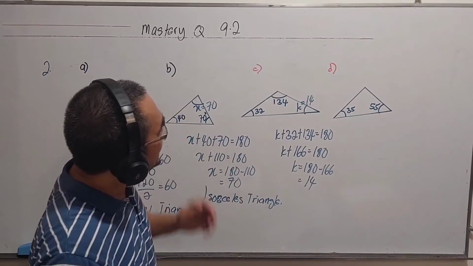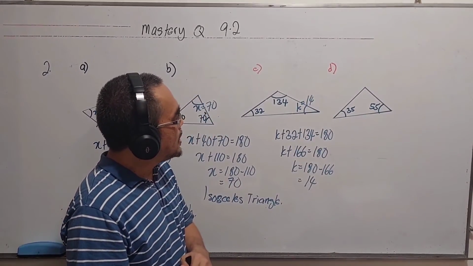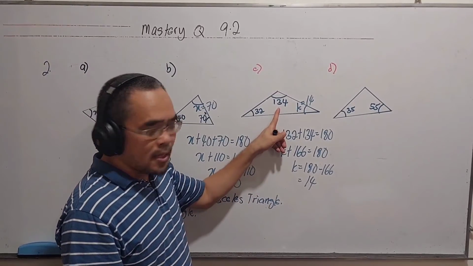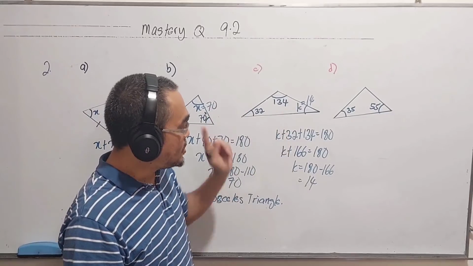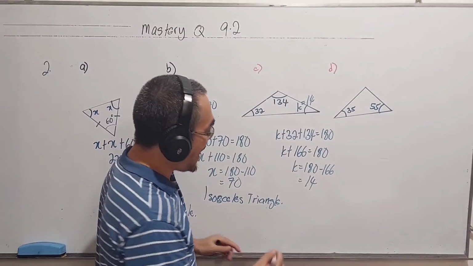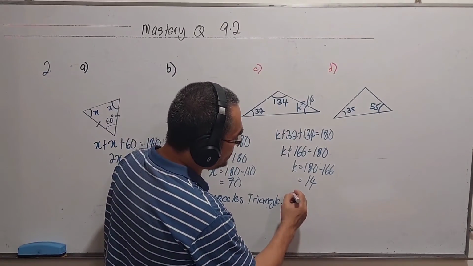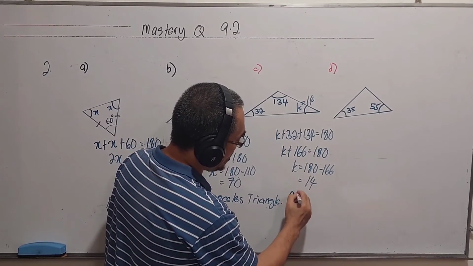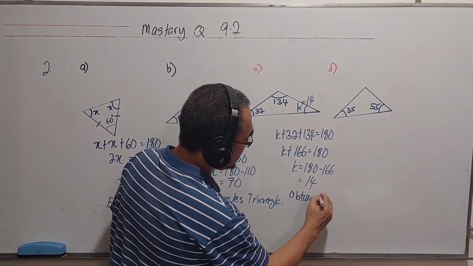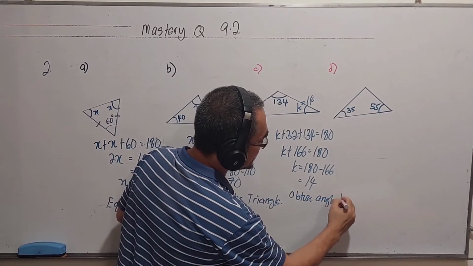Alright, so what is the name? You should note that there is an obtuse angle here. So we could name it as an obtuse angle triangle. Okay, obtuse angle triangle.